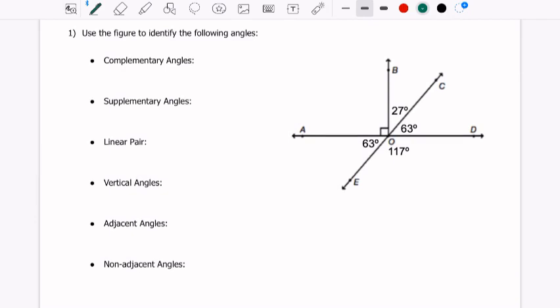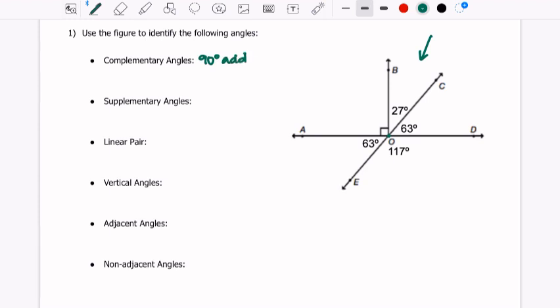This first example, we're going to use this diagram to identify the following angles. So go ahead and if you need to pause the video, look at this diagram and kind of take it all in, okay? I notice here that I have some different points. I have point A, B, C, D, and E, and then this O point here represents that intersection of all the lines. Okay, so first up, we're going to identify two complementary angles. So remember, complementary angles are two angles that add to 90 degrees.